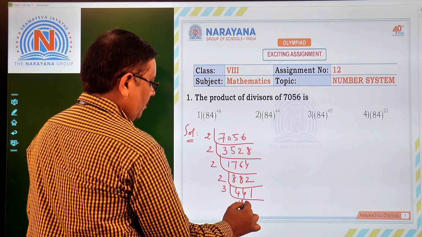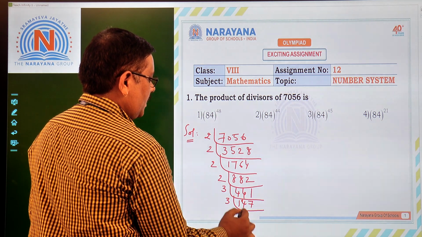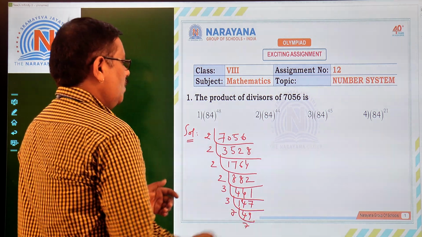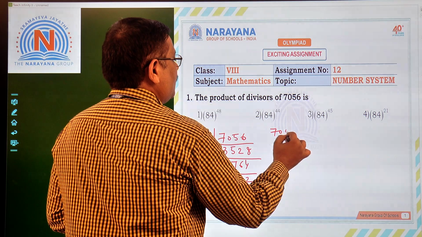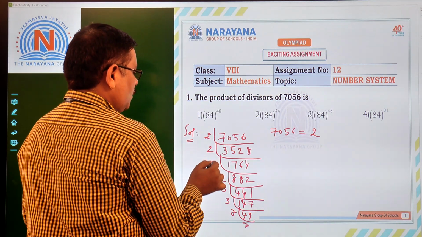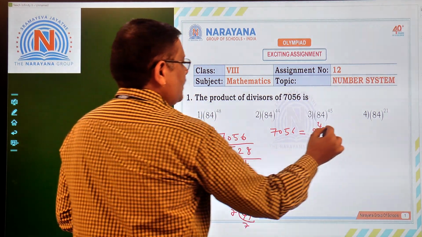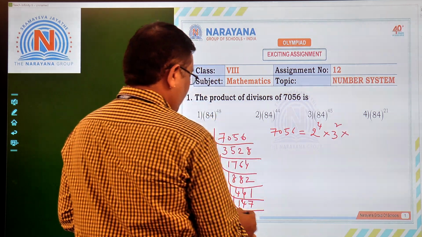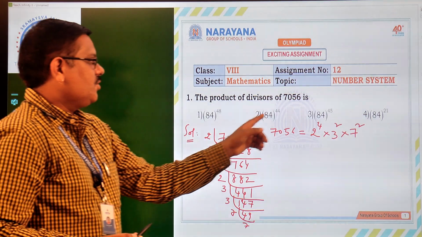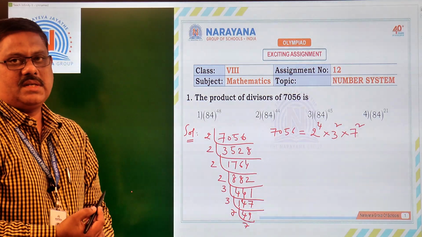441 divided by 3 is 147, again 3 gives 49, then 7 times 7. So 7056 we can write as 2 to the power of 4, into 3 times 3, that is 3 square, into 7 times 7, that is 7 square. So we can write 7056 as 2 to the power of 4 into 3 square into 7 square.